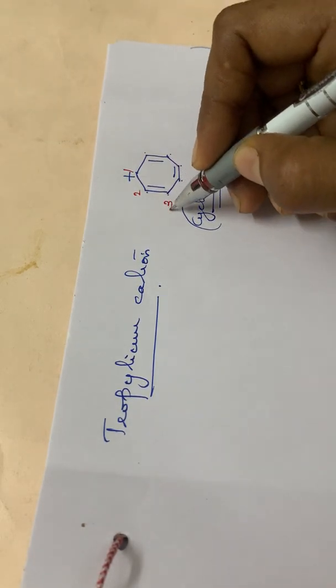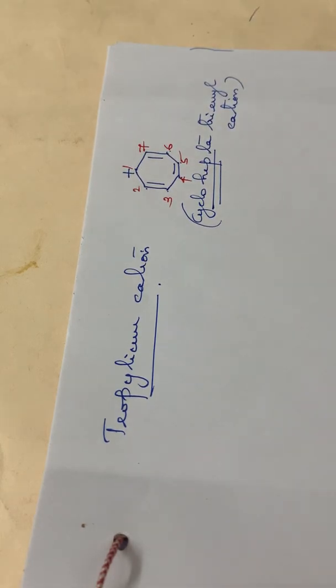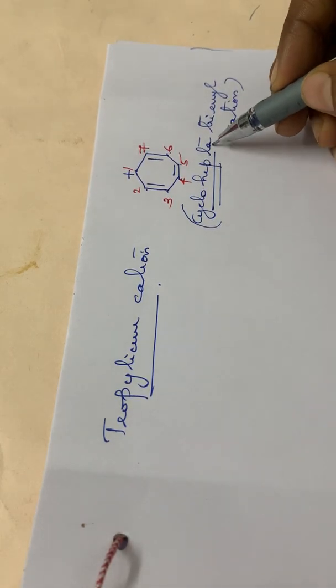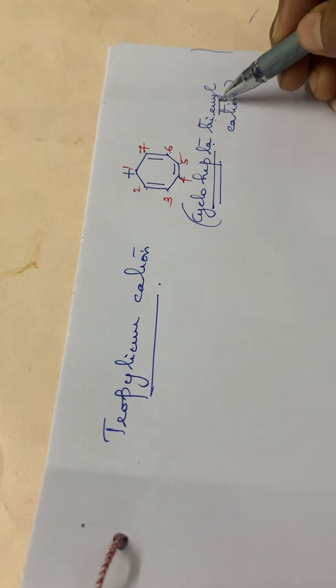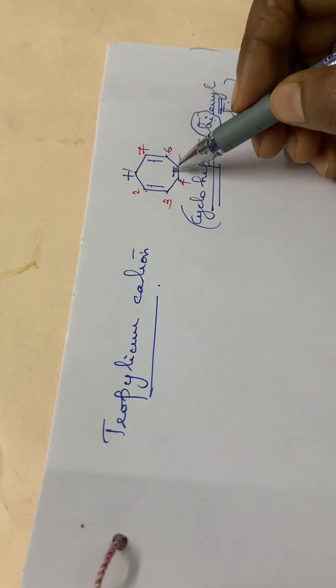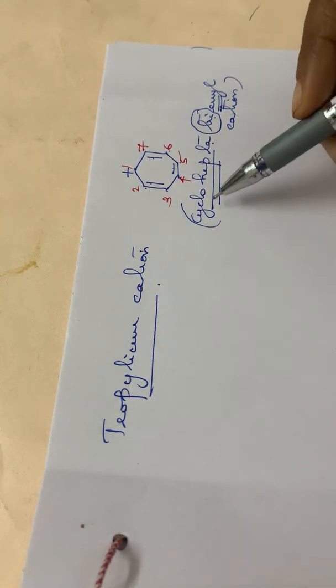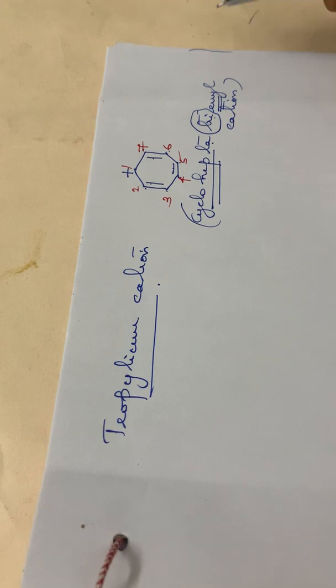1, 2, 3, 4, 5, 6 and 7. 7 carbon atoms are there, so it is hepta. Then trienyl. Enyl means double bond, so trienyl means 3 double bonds: 1, 2 and 3. 3 double bonds are there. So tropylium cation is the general name. It is cyclohepta trienyl cation.